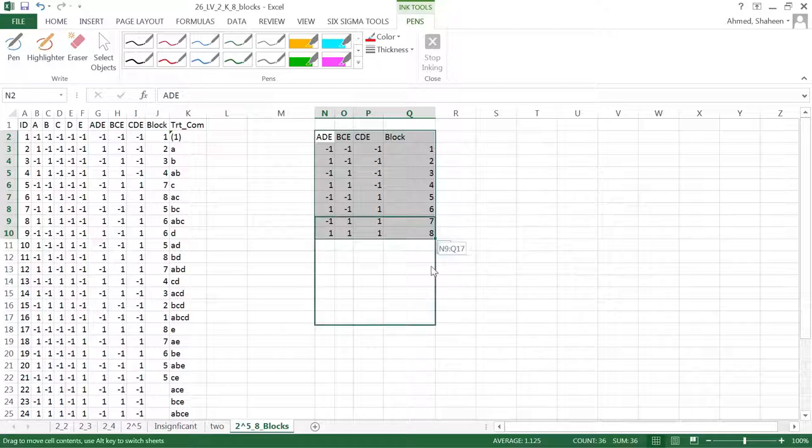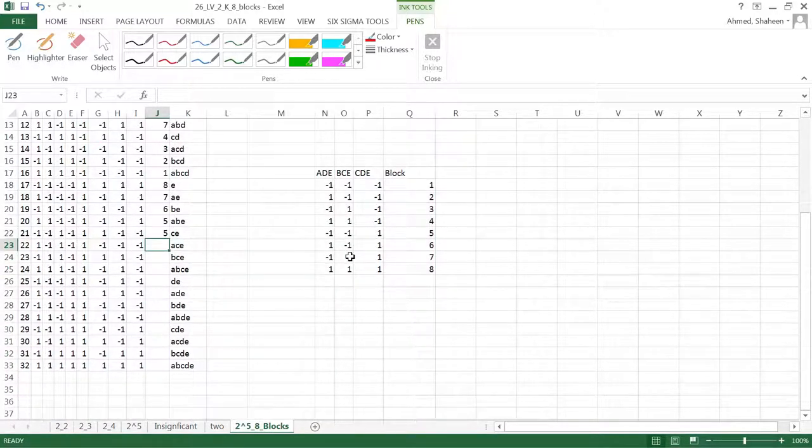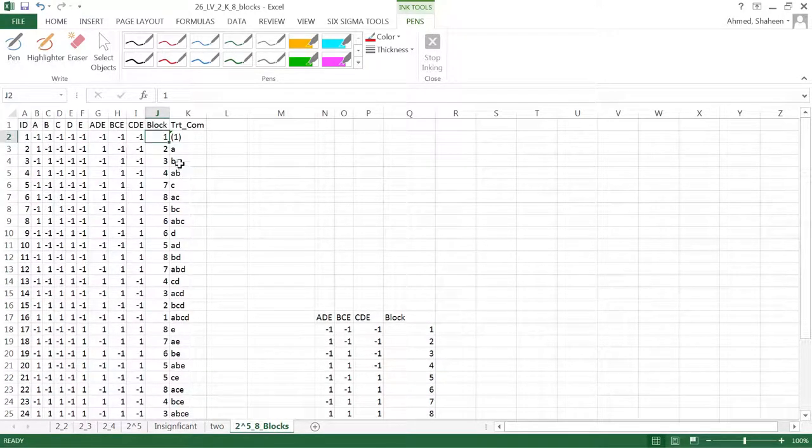Let me move it down so I can see better. Okay, so here we got 8, and this one goes in +, +, so that's 4. So it is -, +, so that's 3. So it's 3, and then +, +, that is 4. This is all minus, that's 1. And then 1 minus minus, that is 2. And then minus minus 1, that is 5. 1 minus 1, 1, that is block 6. And then minus 1, 1, block 7. And then block 8. Now, if we count, we'll see that we have exactly 4 in each block.